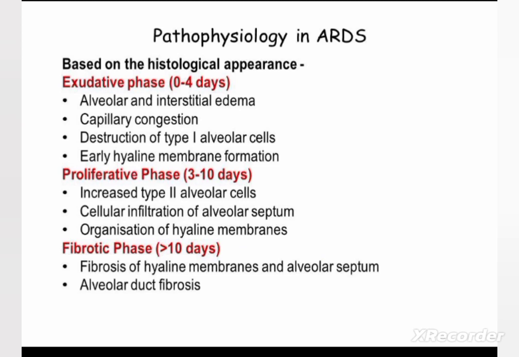Phases, that is exudative phase, proliferative phase and fibrotic phase. In exudative phase, here there will be exudate formation that starts from 0 to 4 days. Here alveolar and interstitial edema, capillary congestion, destruction of type 1 alveolar cells, early hyaline membrane formation. So all these features happen in exudative phase.